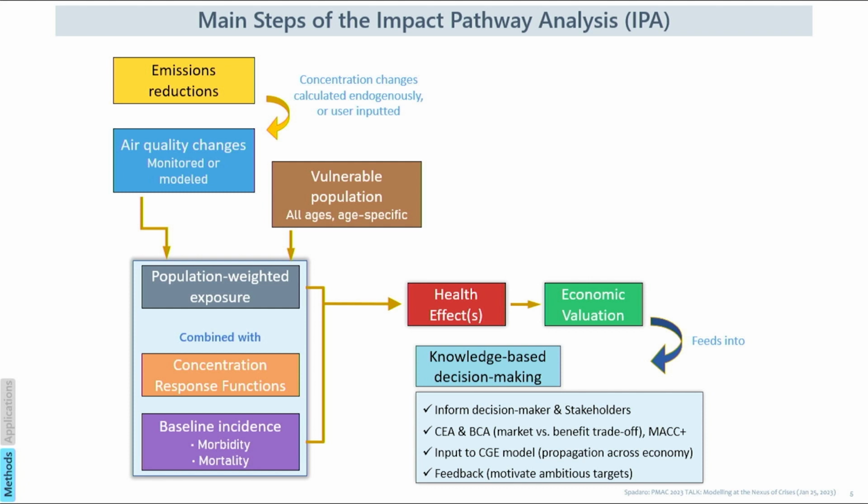exposure by combining demographic and concentration data, shown by the gray box, next quantification of the health benefits calculated by mathematical expressions known as concentration response functions that combine baseline incidence data on morbidity and mortality with population exposures, indicated by the red box, and finally, quantification of the associated monetary benefit, indicated by the green box. Output results may feed into other types of decision analysis, including benefit cost analysis of the climate policy being evaluated, or may act as a catalyst to spur more ambitious NDC targets.